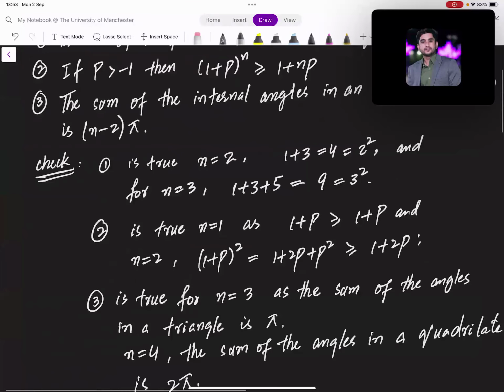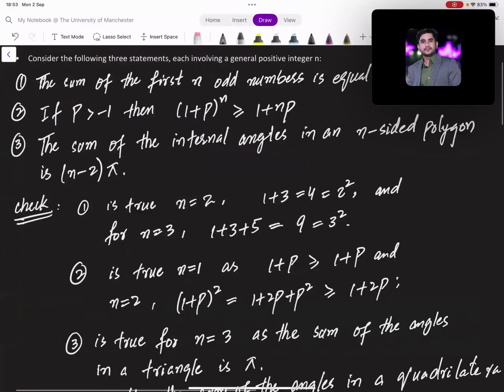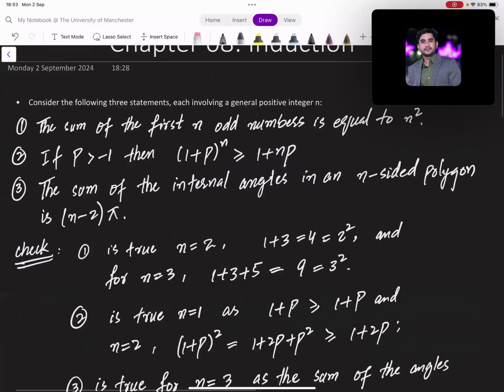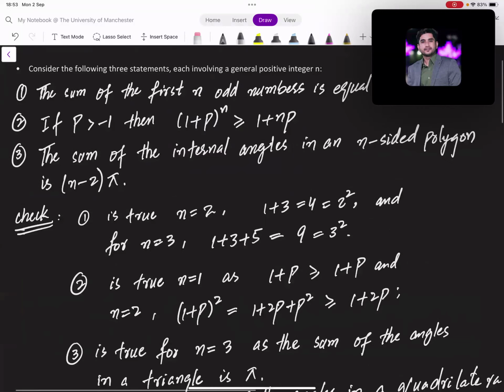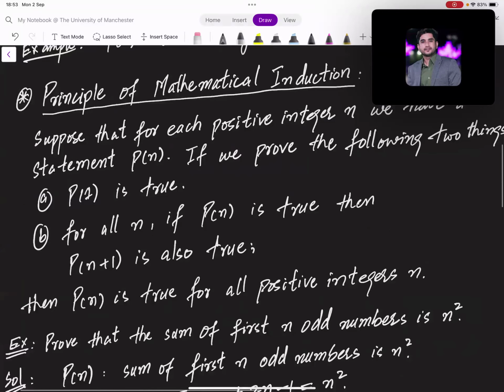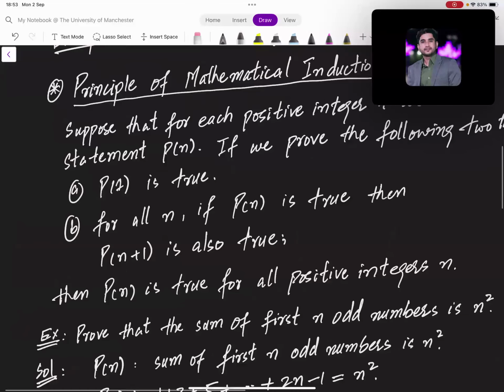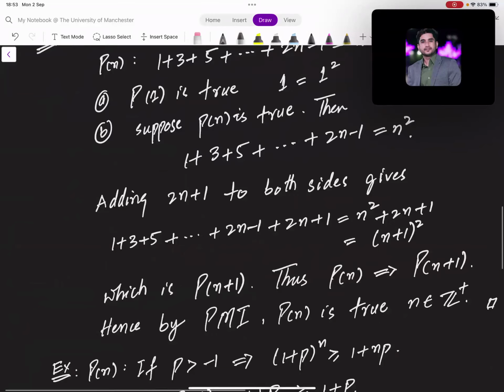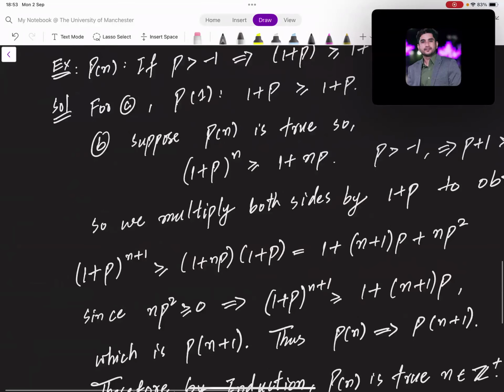We are doing the chapter Induction today, and we have written these three statements in the first part of the lecture. We have proved statements 1 and 2. Now we are talking about statement 3, which says that the sum of the internal angles in an n-sided polygon is (n minus 2) times pi. Remember, we defined the principle of mathematical induction, and by using that, we have proved these two statements, and we have written them as an example.